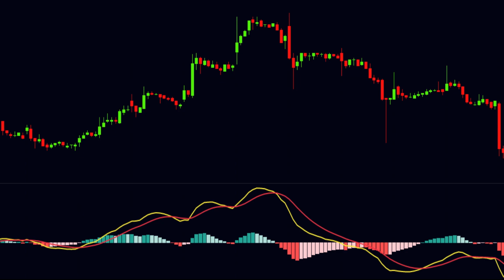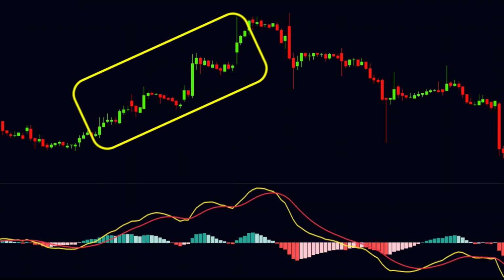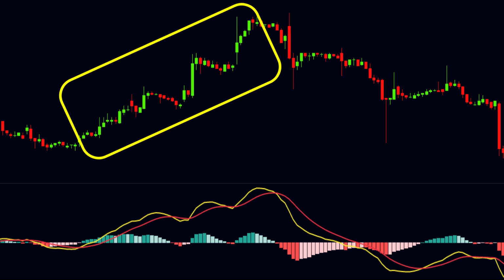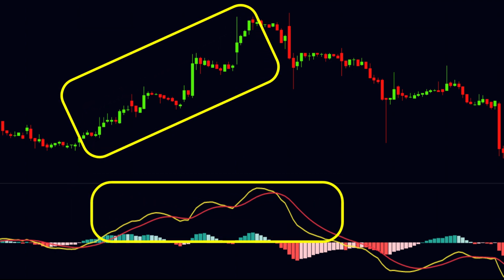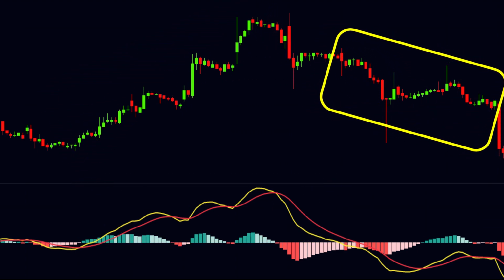Similarly, when the MACD line crosses under the signal line, it is called a bearish crossover, and during this we can get the sell signal. During an uptrend, 12 EMA will be above the 26 EMA, so the MACD line will be above the zero line. During a downtrend, 12 EMA will be below the 26 EMA, so the MACD line will be below the zero line.